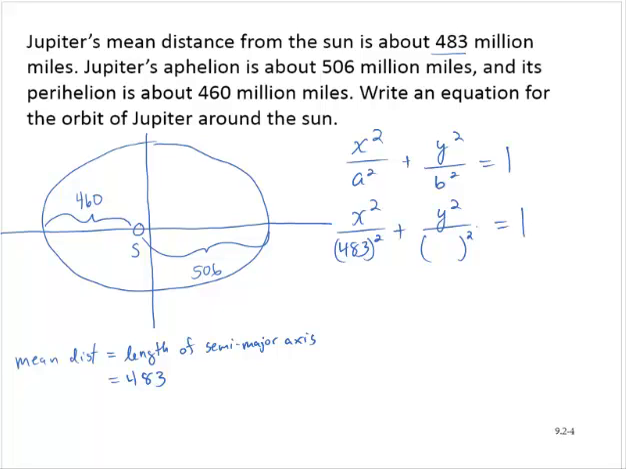Well, I know that this distance is 483. And I know that the perihelion is 460. Well, what that tells me is the distance between the center and the focus must be 23 units, because 460 plus 23 is 483. And so that tells me that c is equal to 23.